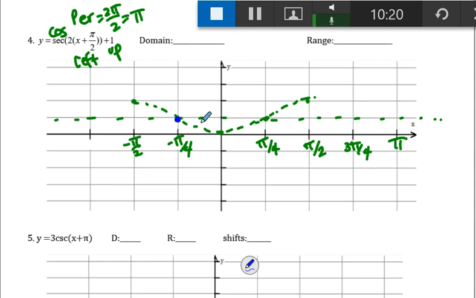Okay, so notice now that your midline has changed. I'm looking to see where the cosine hits the midline. That's my asymptote. And then I'm still going to flip these points. So this is going to go like that. And then this piece comes down here.